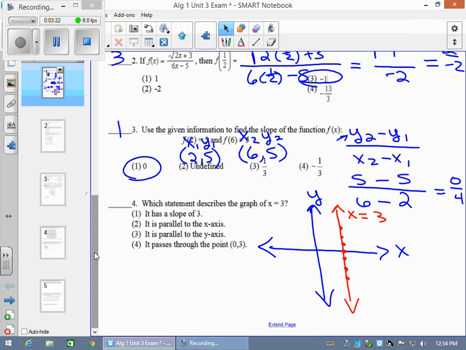Now let's look at our choices. It has a slope of 3, that's not true. It's an undefined slope because it's a vertical line. It's parallel to the x-axis, that's also not true. It's parallel to the y-axis, it is true. If you look at the line I drew, x equals 3, and you look at the y-axis, they are parallel, they never touch. It doesn't pass through the point (0, 3), because the point (0, 3) would be up here. Correct answer to 4 was choice 2.